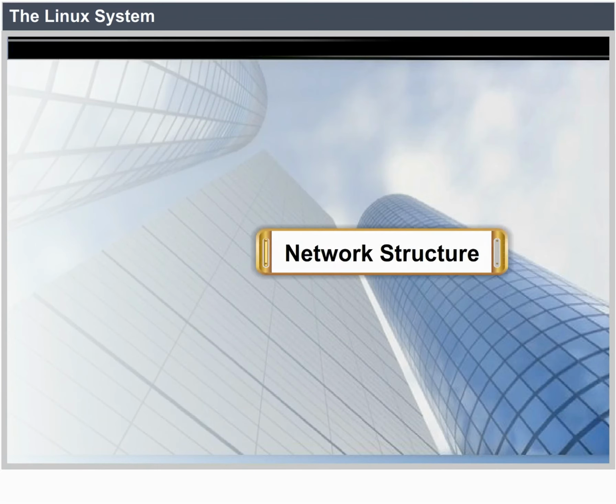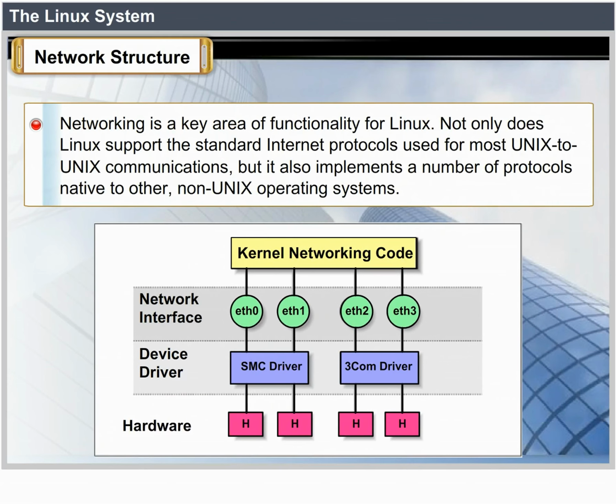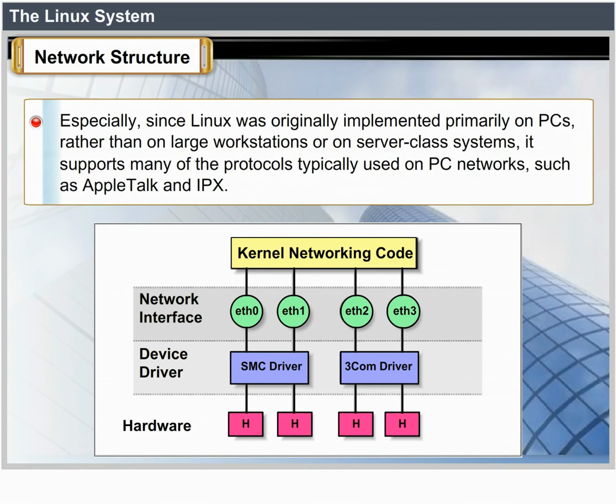Network structure. Networking is a key area of functionality for Linux. Not only does Linux support the standard internet protocols used for most Unix to Unix communications, but it also implements a number of protocols native to other non-Unix operating systems. In particular, since Linux was originally implemented primarily on PCs rather than on large workstations or on server-class systems, it supports many of the protocols typically used on PC networks, such as AppleTalk and IPX.